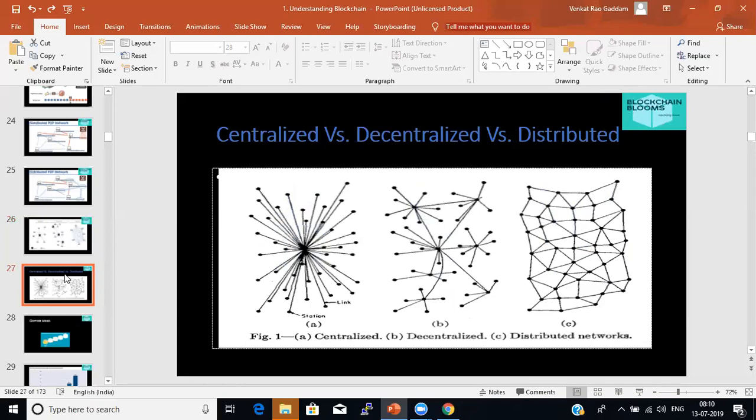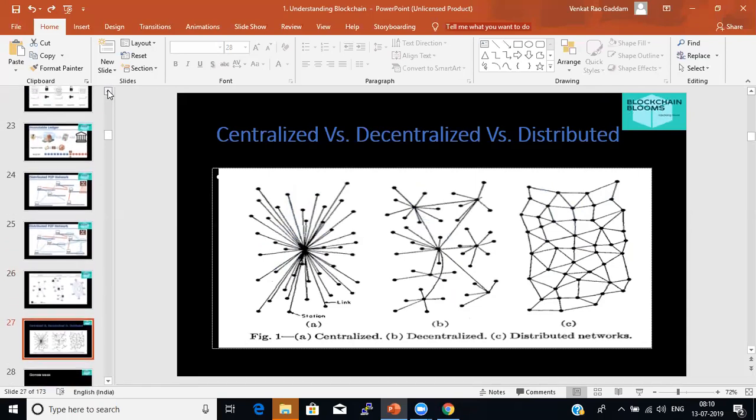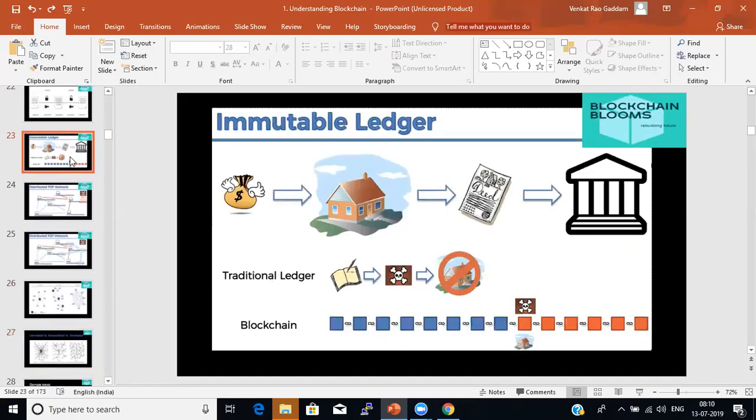This is another diagram to understand the differences between centralization, decentralization, and distribution. In a blockchain network, we are not going to use the centralized architecture. Here we are using decentralized and distributed networks. So, coming back to the slide.